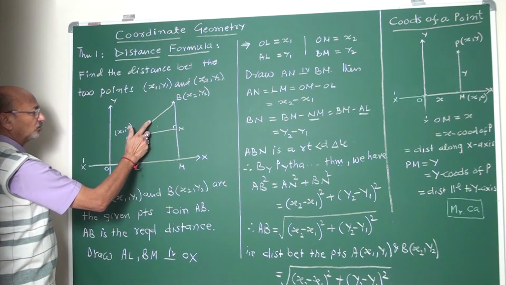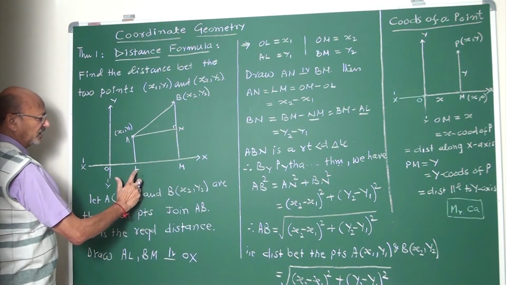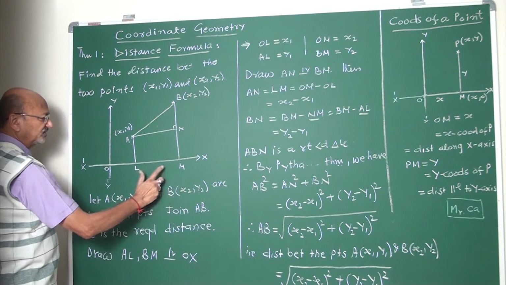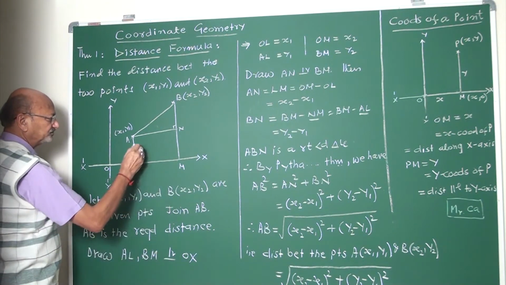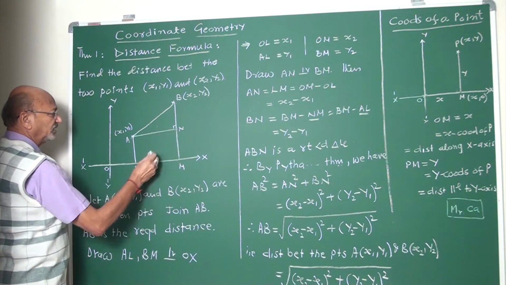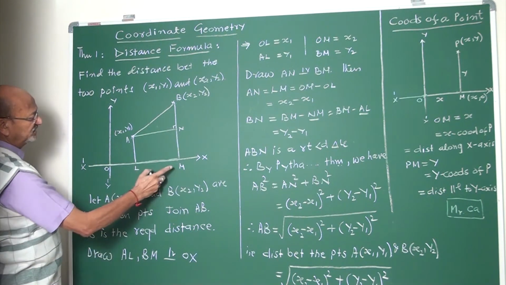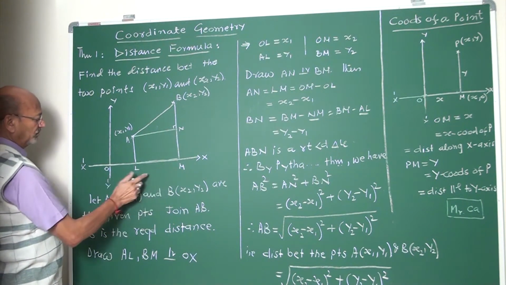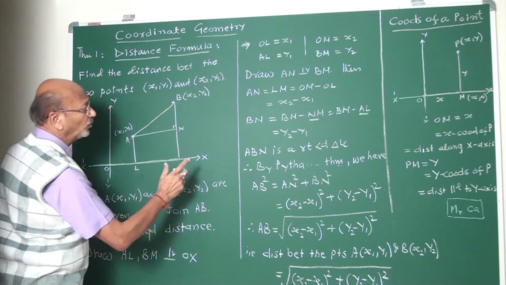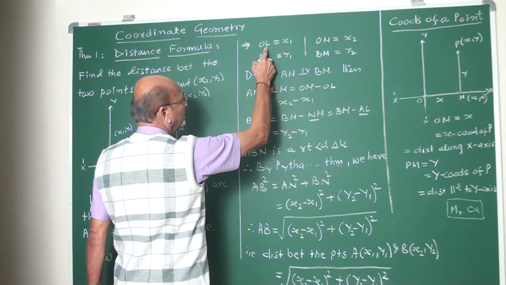Yes, my friend. To find AB, you have to find the value of AN and the value of BN. See, my friend, what is AN from the figure? This is AN, which is nothing but this distance LM. What is LM? OM minus OL. OM is x2, minus OL is x1.